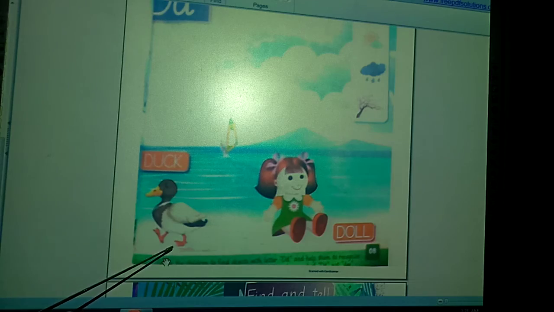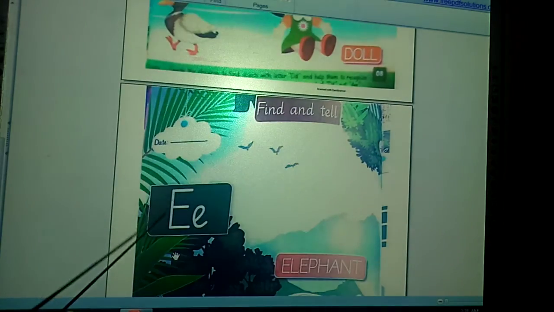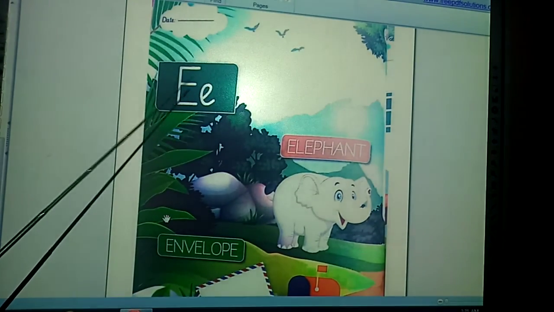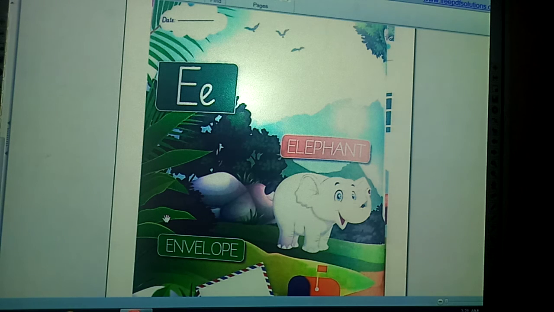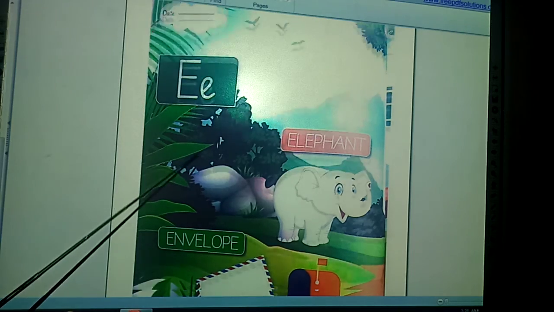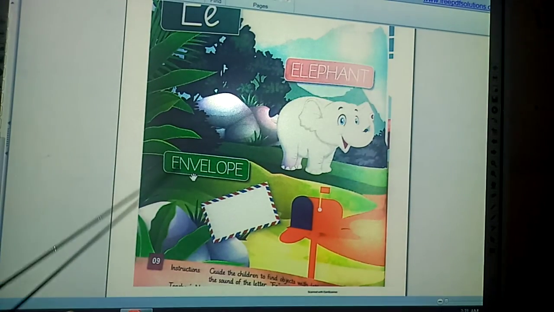And we will move towards letter E. So what is the sound of E? The sound of E is E. E a elephant. E a envelope.